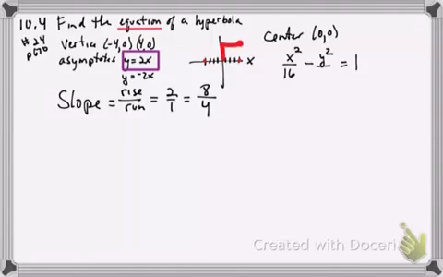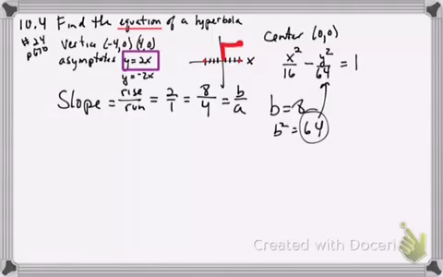And if 8 is the rise, this is going to be your b over your a. Because your a, again, is your distance to the vertices. So if b equals 8, b squared equals 64. And then we can just take that and put it there. And there's my equation.